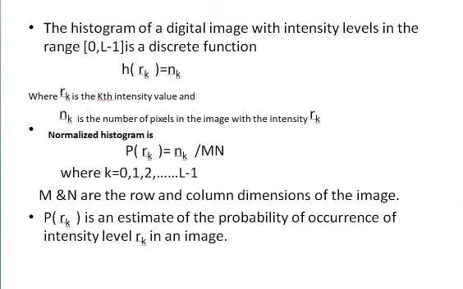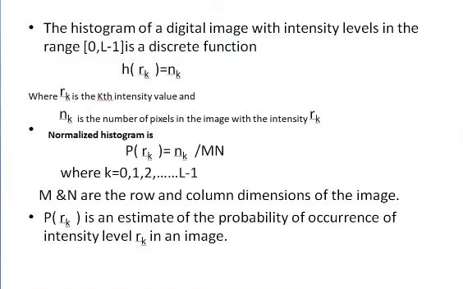We can represent it like that. The 0th intensity is r0, the first intensity is r1, the second intensity is r2, the 50th intensity is r50, and the 100th intensity is r100. We can indicate particular intensity values with symbols like rk. So rk is r0 to rL minus 1.